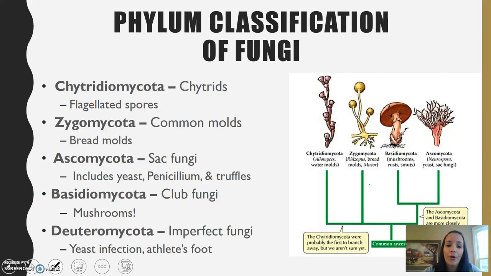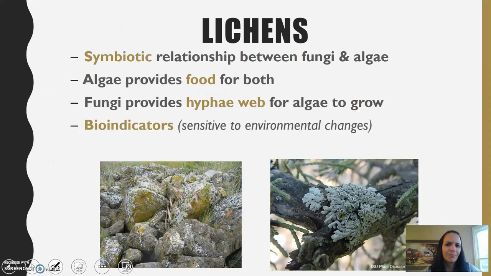We have Ascomycota, which are your sac fungi. Yeast is the most popular one here, but also Penicillium, which produces penicillin, and truffles if you eat mushrooms. Basidiomycota are your typical mushrooms. They're the ones that you see that you eat. These are known as club fungi. And then Deuteromycota are your imperfect fungi. So these aren't so great, right? They cause yeast infections, athlete's foot. We don't really like these ones.